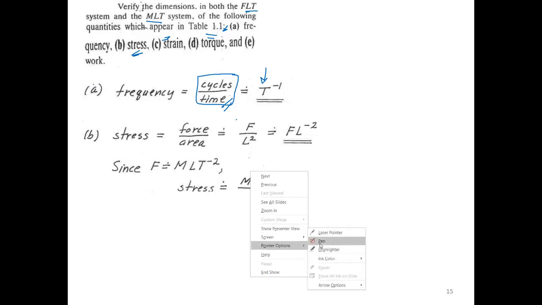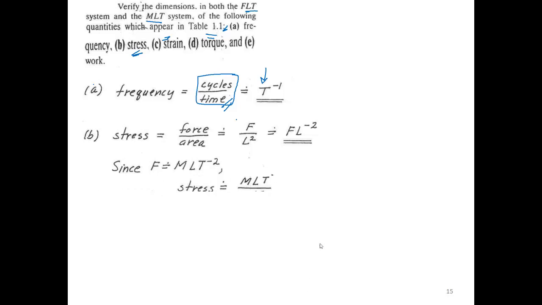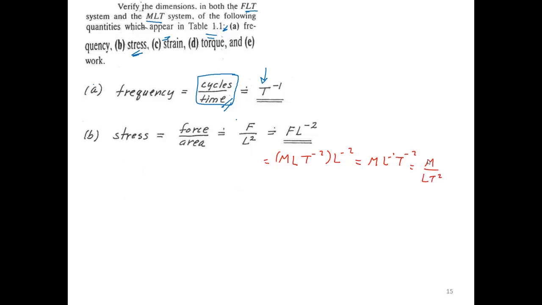So let's take the pen here. If we substitute the F, M, L, T minus 2 times L minus 2. I don't like to do things just orally. It's better to see everything. So it would be M, L minus 1, T minus 2, and that you can leave it, or it's ML T squared. And let's double check.